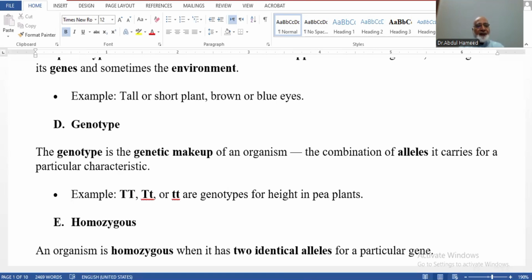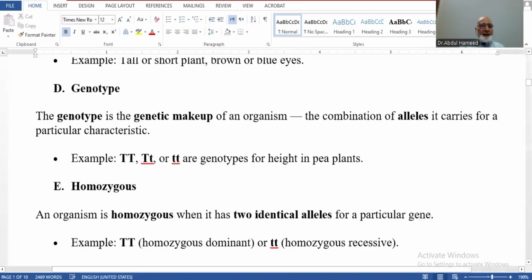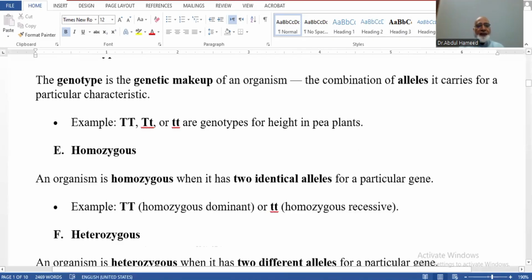For example, capital T, small t are genotypes for the height in pea plant. Homozygous: an organism is homozygous when it has two identical alleles for a particular gene. When both the alleles present on homologous chromosomes are of the same type, representing a particular gene, then this organism is homozygous. Example, capital T, homozygous dominant, small t, homozygous recessive.